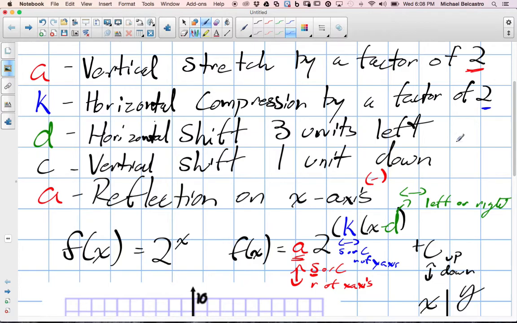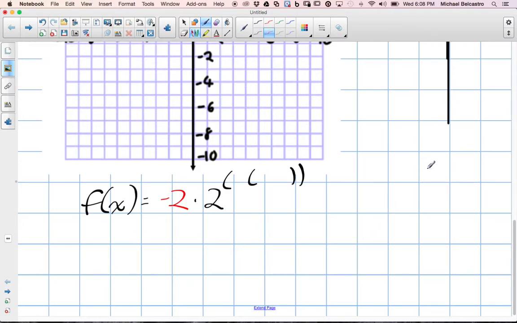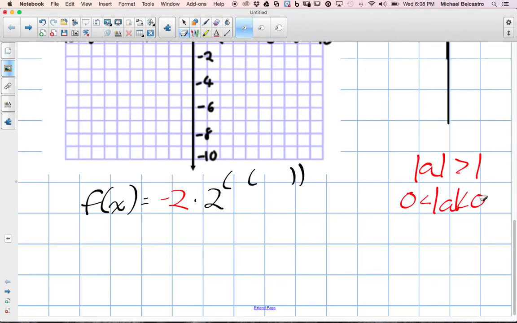Okay, so horizontal compressions and vertical stretches, we should actually talk about that before I start writing those in. Vertical stretches are when the absolute value of A is greater than 1. And compressions vertically are when the absolute value of A is between, whoops, 0 and 1. So let me fix that. Get that out of here.